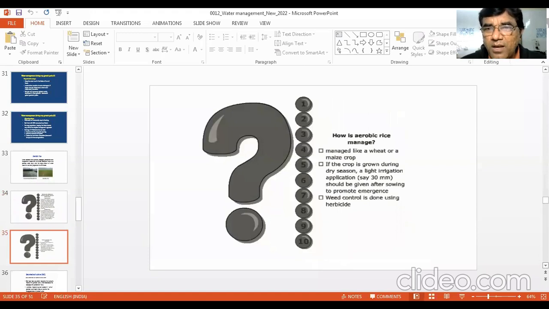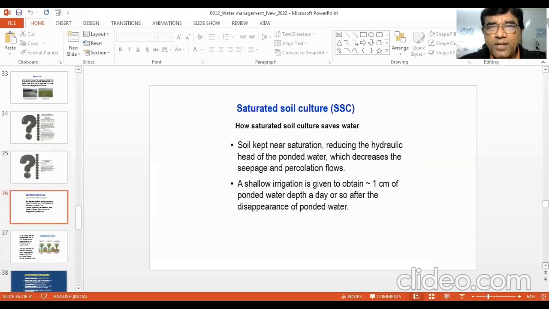Now, how is aerobic rice managed? It is managed like a wheat or maize crop. If the crop is grown during the dry season, a light irrigation should be given after sowing to promote emergence. Initially, when there is no moisture, a light irrigation can be given. Weed control is done using herbicides. So this is your aerobic rice.